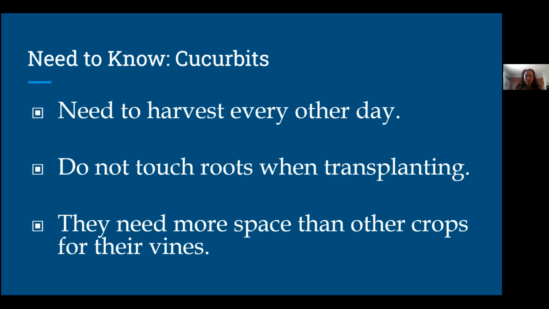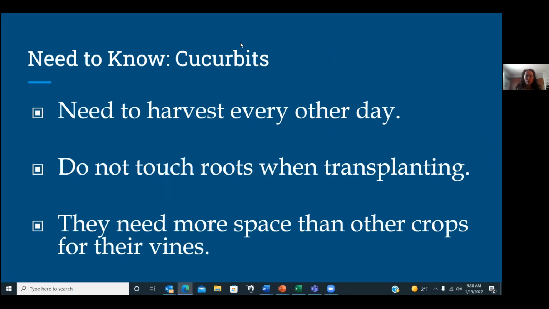And let's see, so I think we're going to be moving on to nightshades next. So are there any questions about cucurbits? And I do see that there is a question from Hatham. Hatham, is that how you pronounce your name?